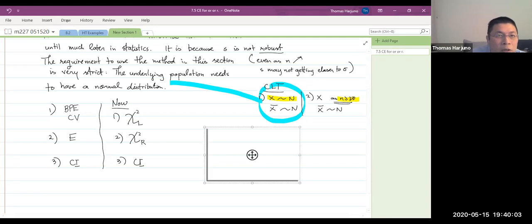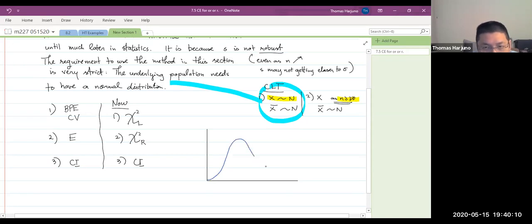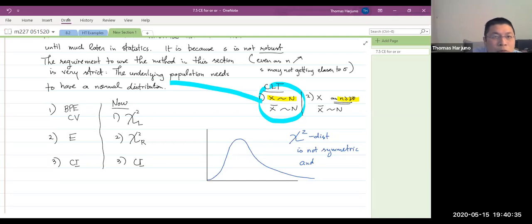Chi-square distribution looks like this. It's skewed to the right. It's not symmetric. Okay? Chi-square distribution is not symmetric, and it's skewed to the right. When I say skewed to the right, it's supposed to look like this to make it symmetric. But then the red tail here, you kind of push that to the right. It's kind of like stretched to the right.